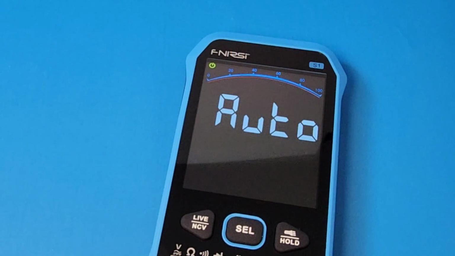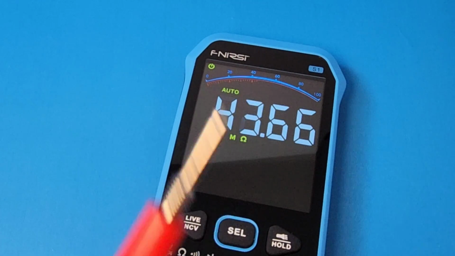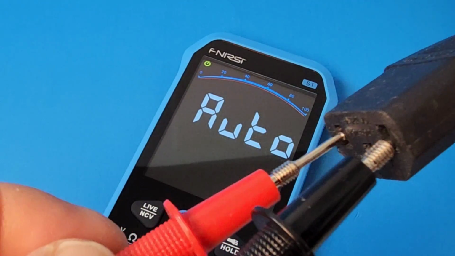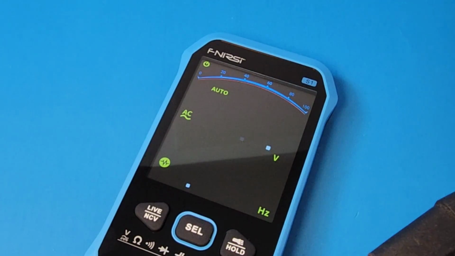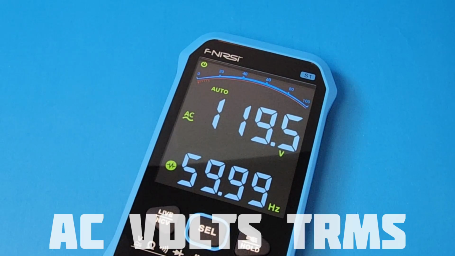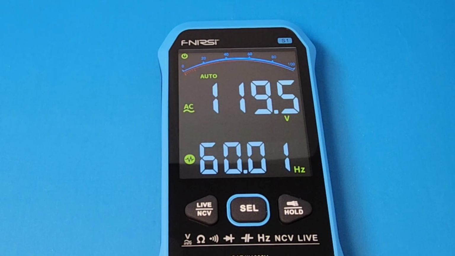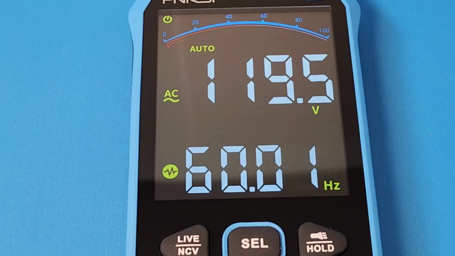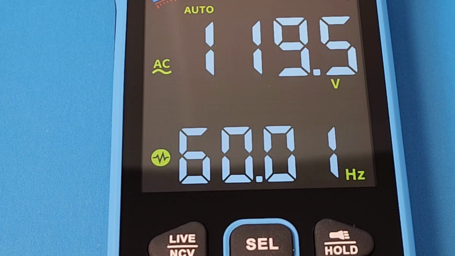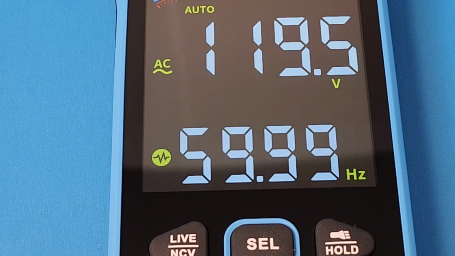Let's try the same thing now for AC volts. And oh, interesting, isn't that cool? So we're getting our voltage readout, true RMS, as well as our frequency. Very nice. And boy, is that ever easy on the eyes. 60 Hz, 119.5 volts, AC, super clear. Oh, wow, that just looks great.